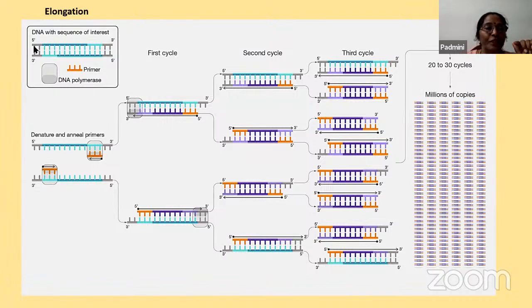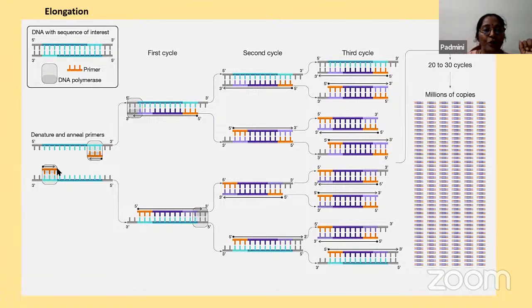So how it is done: you have a DNA sequence of your interest, and you're going to have a primer that is specific to the strand that is present over here. Can you see the strand over here? This light blue strand. So this primer is specific to that. And then you need a DNA polymerase. Here I spoke about Taq polymerase. Polymerase is an enzyme.